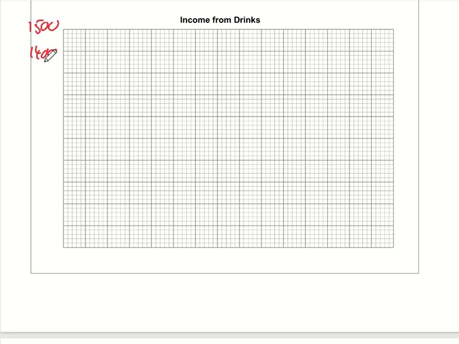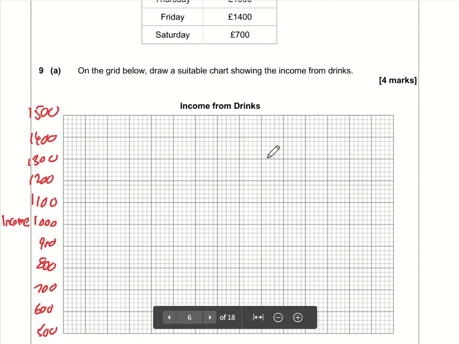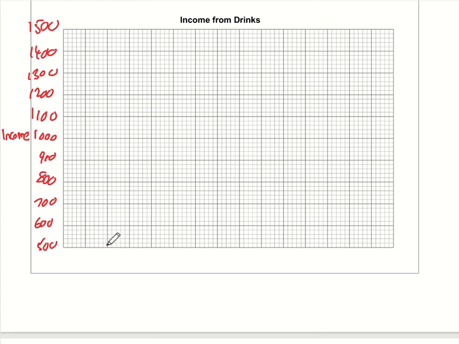So 1400, 1300, 1200, 1100, 1000, 900, 800, 700, 600, 500. Okay, so this here is income. I always think it's important to try and maximise the space here. So for Wednesday, I'm going to do quite fat ones because I've got plenty of space here. So this is going to be Wednesday, a gap of 1. So Thursday will be in here with a gap of 1. Friday, gap of 1. Saturday. So I'm going to make sure that my columns are 2 big squares across and the gaps in between are 1. It's really important that the bars are the same width and the gaps between are the same width.